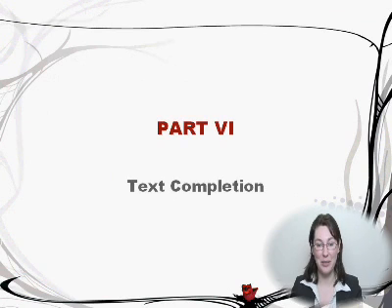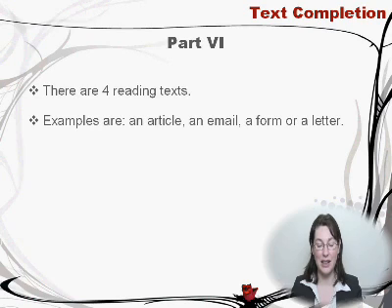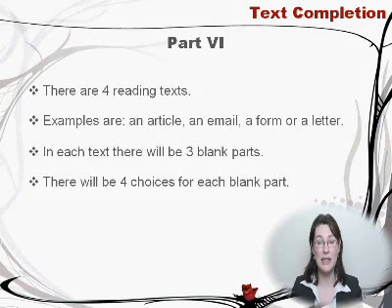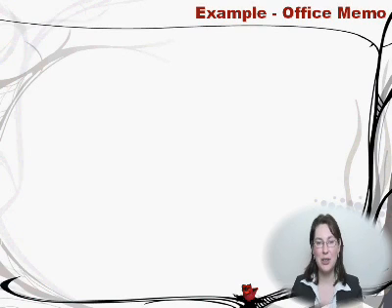Okay, now let's have a look at part 6, text completion. In this part, there are 4 reading texts. Examples of the texts are an article, an email, a form, for example an application form, or even a letter. And in each text there will be 3 blank parts. You'll have 4 choices, A, B, C and D, and you'll need to choose the correct one. Let's have a look at an example.